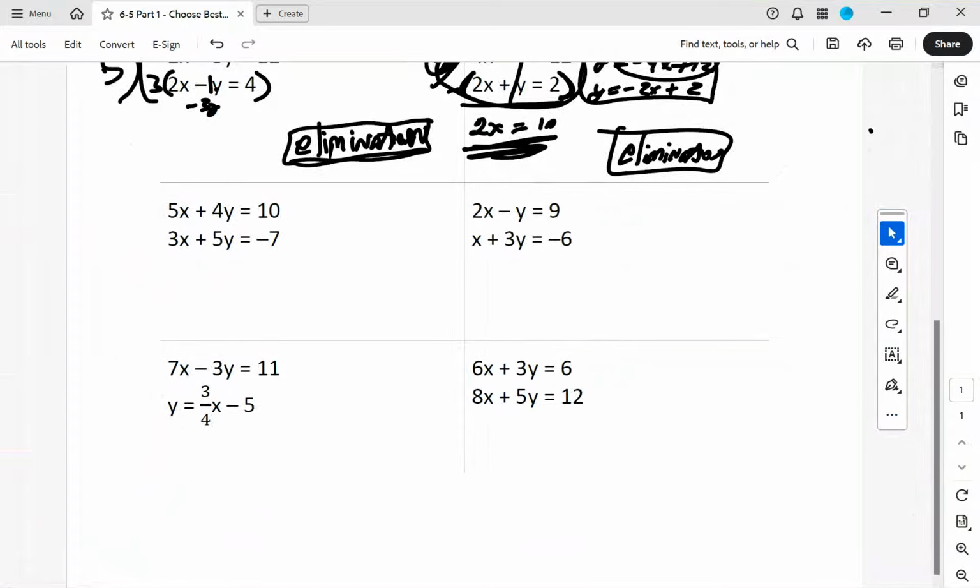Okay, you are back, and now let's go over these. This one, clearly, this would be number 7 here. All the coefficients are anything but 1, so this is elimination.